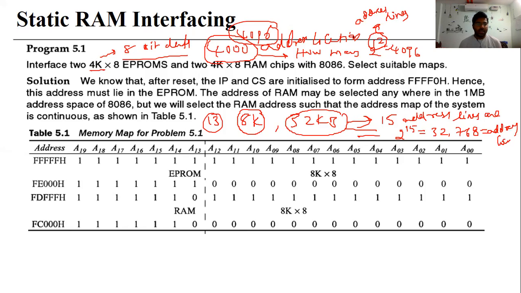So 1 MB means 1 MB address locations. Each address location will store 8-bit data.